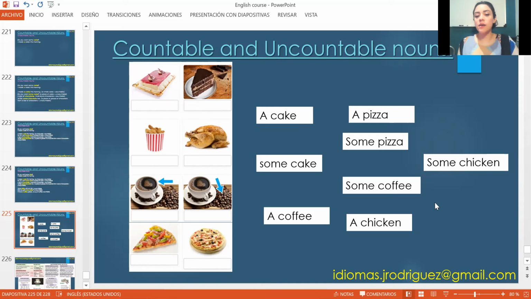Okay, do you like some pizza? For example, if I ask you, do you like some pizza? ¿A qué me refiero? A si quieres la pizza completa o si quieres un pedazo de la pizza. Do you like some pizza? Okay, so that's what you're going to do. Eso es lo que van a hacer. I'm going to give you 5 minutes and then we check. Okay, please.